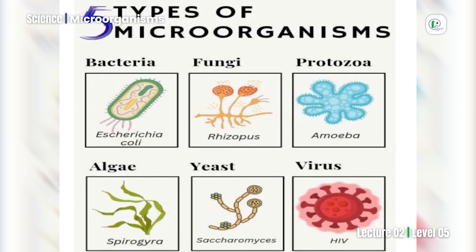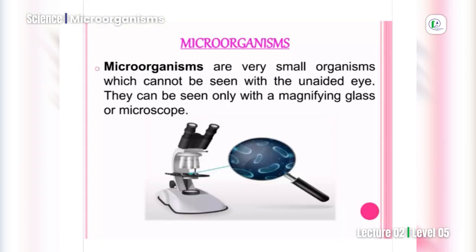The second chapter name is microorganisms. Do you know what microorganisms are? Organisms that can only be seen with the help of a microscope are called microorganisms. Look at this slide that shows a picture of a light microscope. The best thing about the light microscope is that it magnifies objects 1000 times.